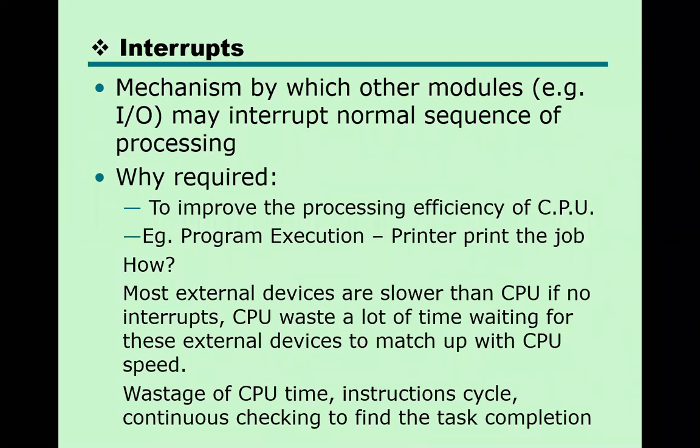So without interrupt here, you will find there is a wastage of CPU time, instruction cycle. Continuously, your computer is checking to find whether the task is complete or not. And you will find most of the external devices are very slow compared to the processor. So without interrupt, it is a waste of time. But if interrupt is there, how does the performance increase?